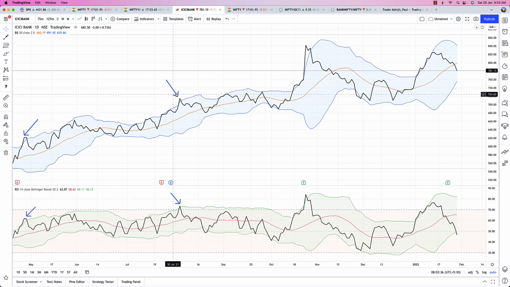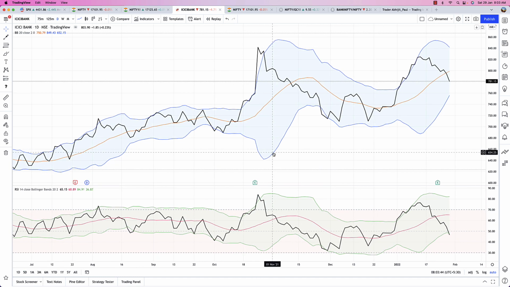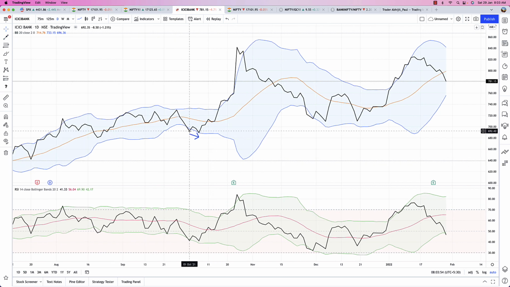There are times when both of them will form the same thing, and at times only RSI will. In this particular chart, we have an example where we can see here that prices have gone down. The first one was outside, the price has gone outside the Bollinger Band, and the second time it's inside. This is called the W bottom.